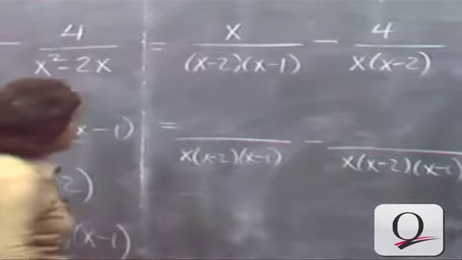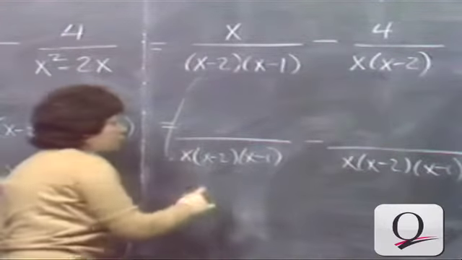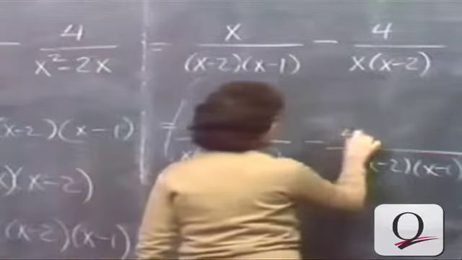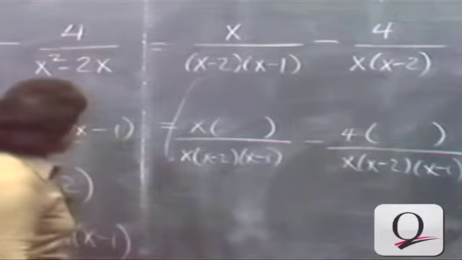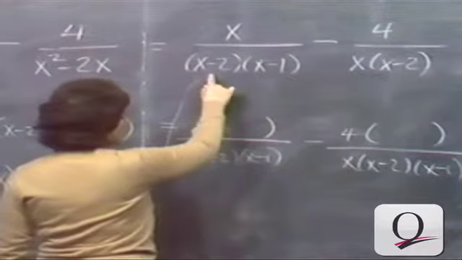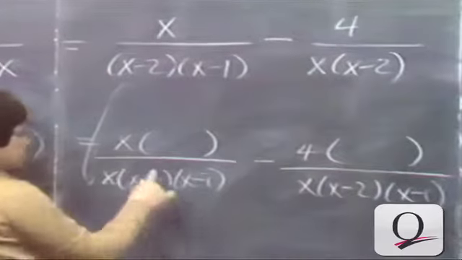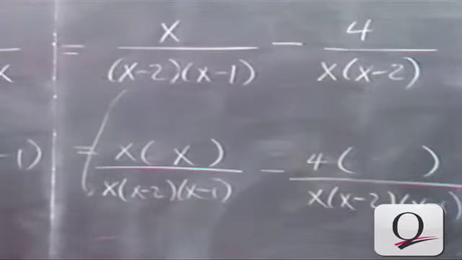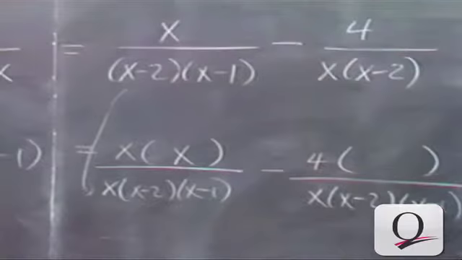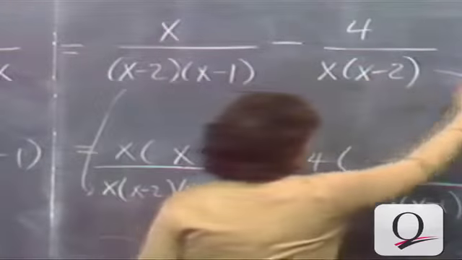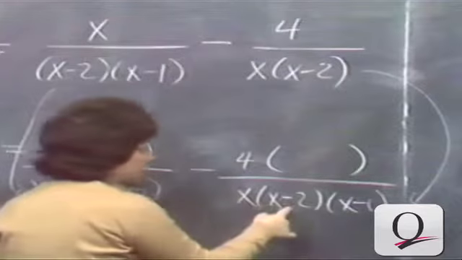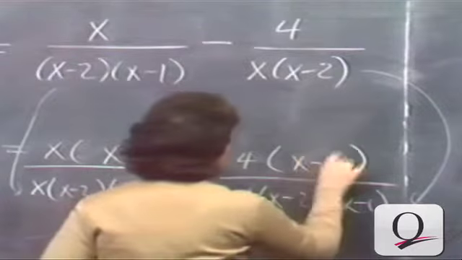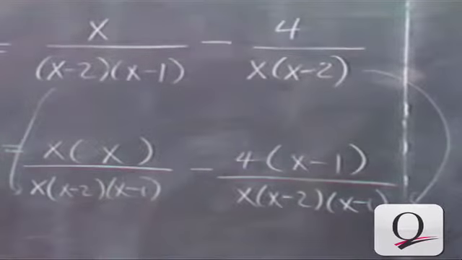In each case, we'll ask ourselves, what did we multiply this denominator by to get that one? And whatever it was, we'll multiply the numerator by the same quantity. Okay, we look here. To go from x minus 2 times x minus 1 to x times x minus 2 times x minus 1, clearly we multiplied by x. We therefore multiply the numerator by x as well. To go from x times x minus 2 to x times x minus 2 times x minus 1, we've multiplied the denominator by x minus 1, so we must multiply the numerator by x minus 1 as well.